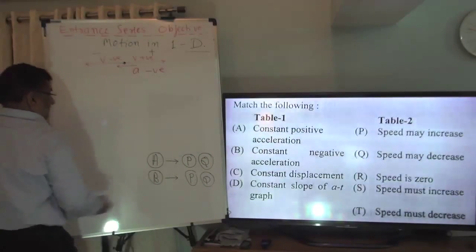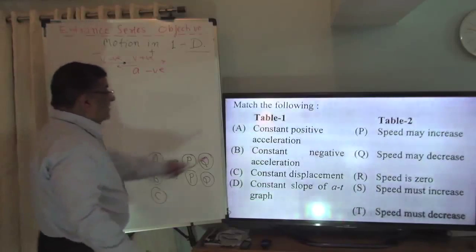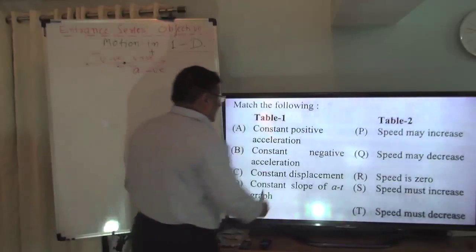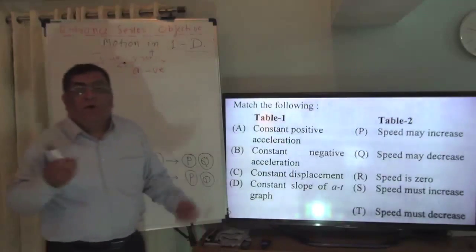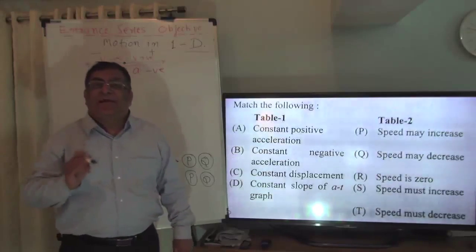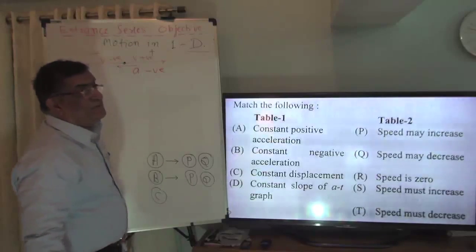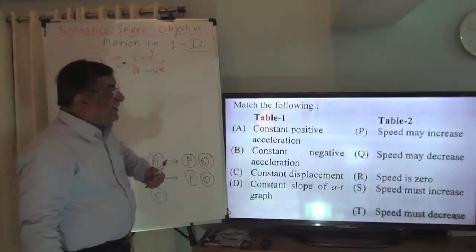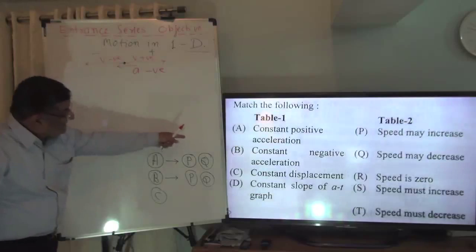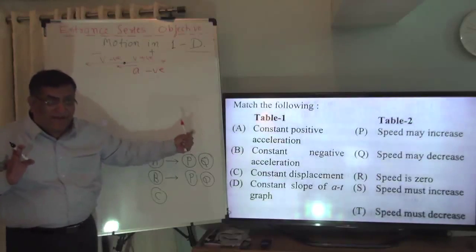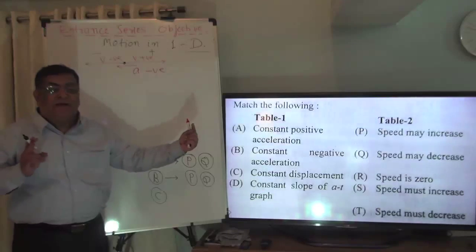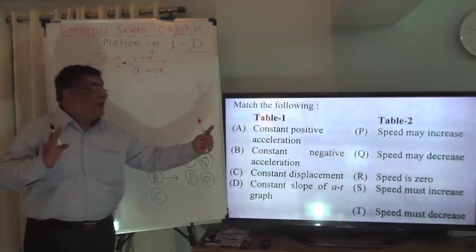Now for C. Constant displacement. When the displacement is constant, what does it mean? That means displacement is having the same value. Then what is happening to speed? From here, a particle is at a displacement of 10. After 1 second, it is again at a displacement of 10. After 2 seconds, it is again at a displacement of 10. After 3 seconds, it is again at a displacement of 10. What are we telling?